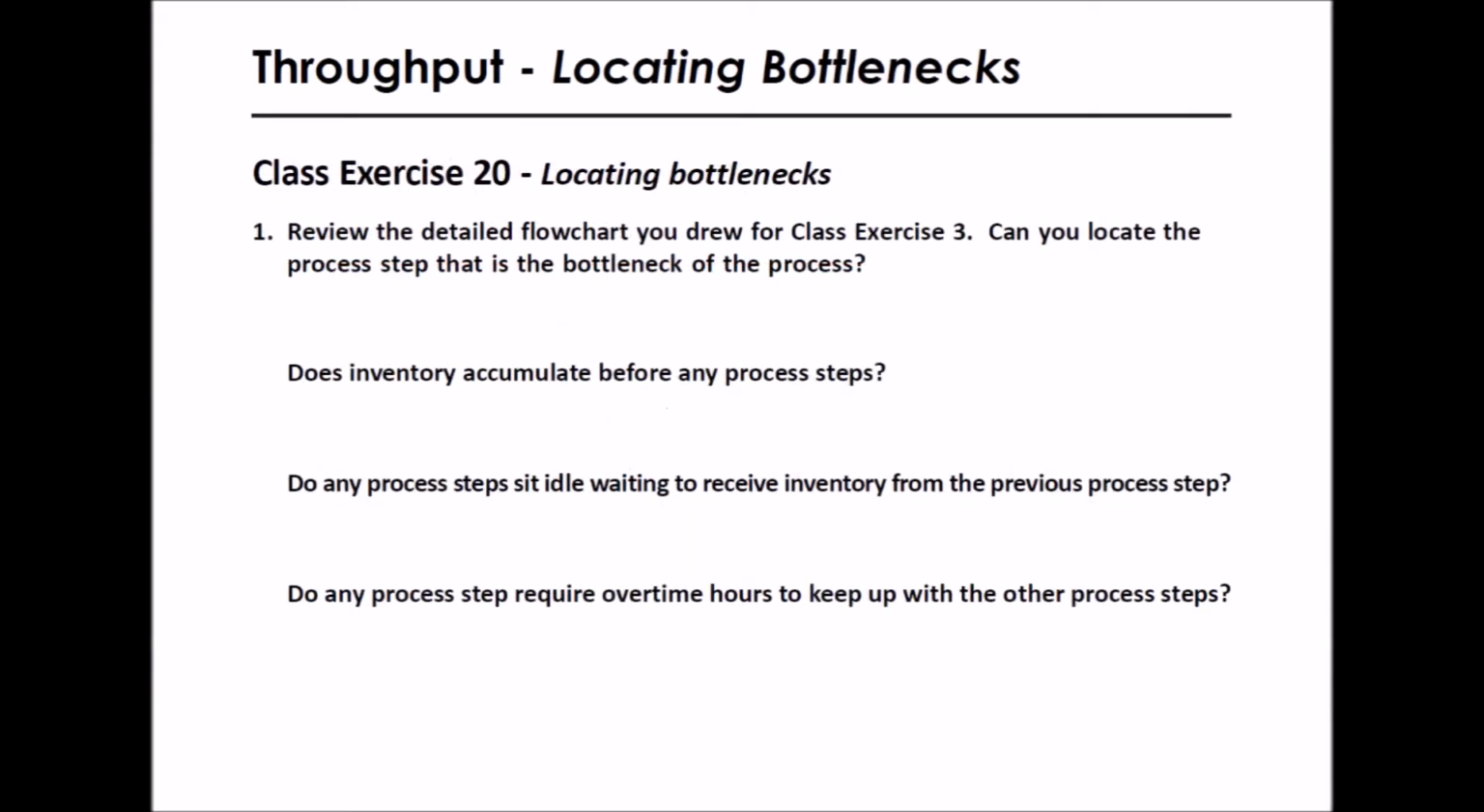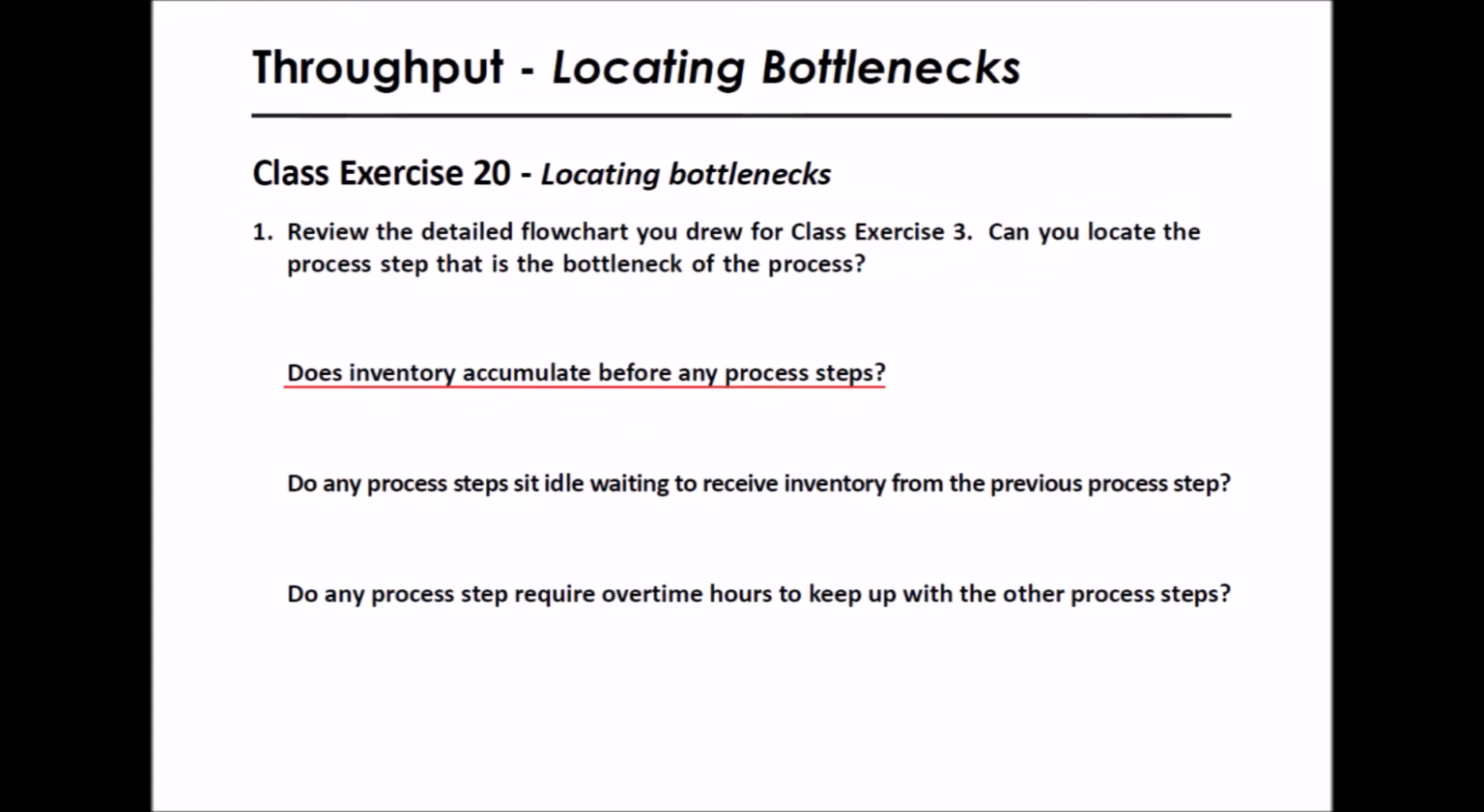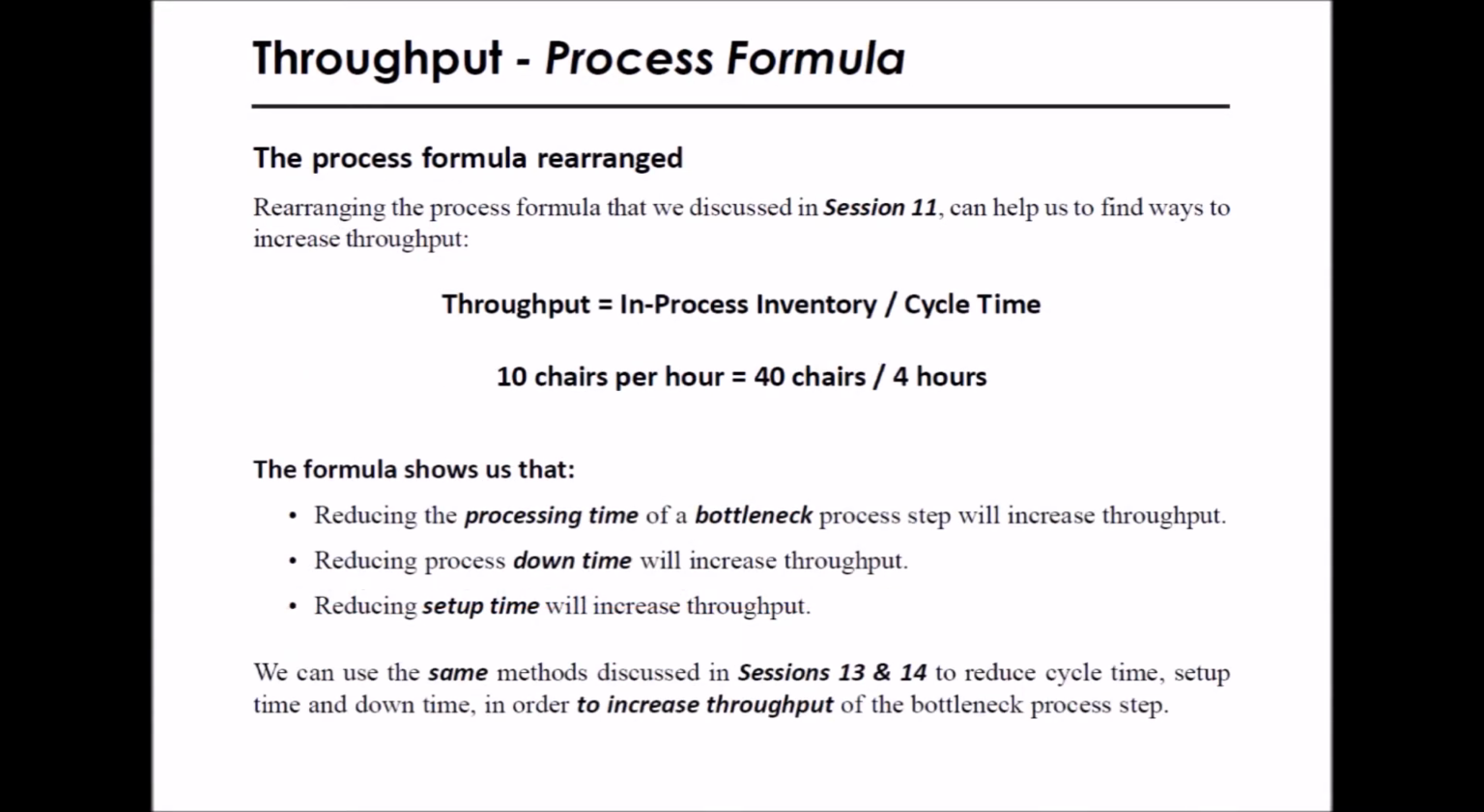In class exercise 20, the operators will review the detailed process flowchart from exercise 3 and locate the process step that is the bottleneck. It will be the process step with the lowest throughput. Answering these questions will help determine which process step is the bottleneck. Does inventory accumulate just before a process step? Do any process steps regularly sit idle waiting to receive inventory from the previous process step? Or do any process steps need to work overtime to keep up with the other process steps? Now that we know how to locate a bottleneck process step, how can we increase the throughput of a bottleneck?